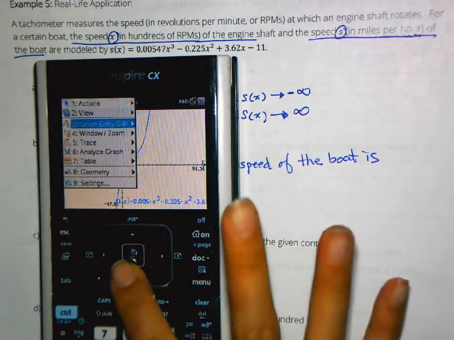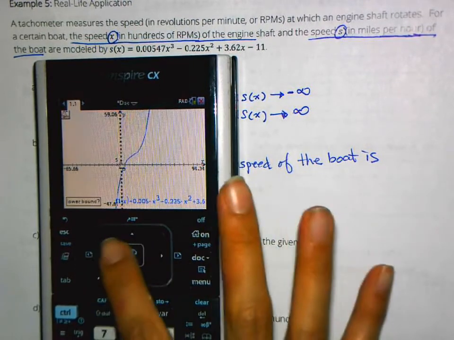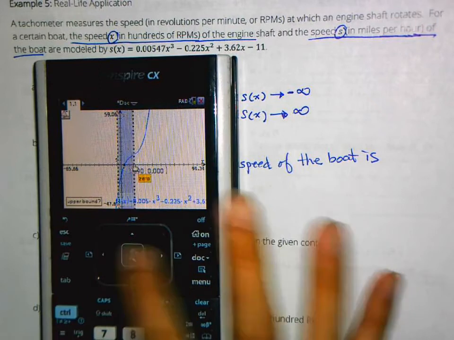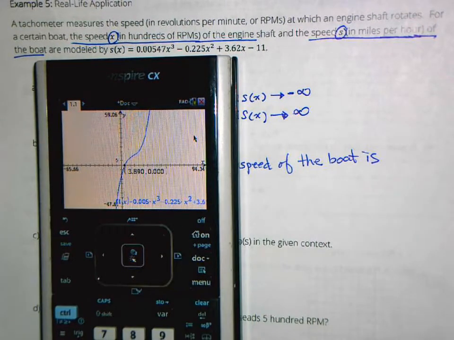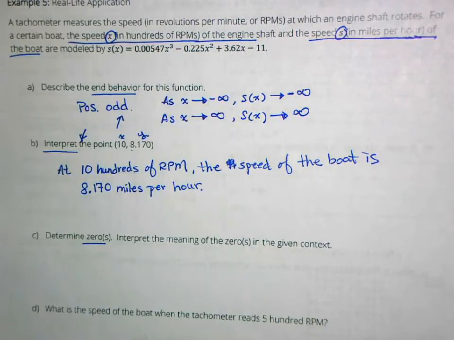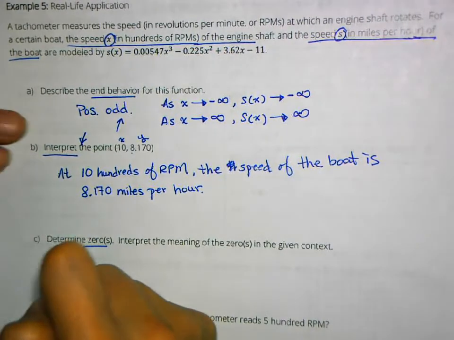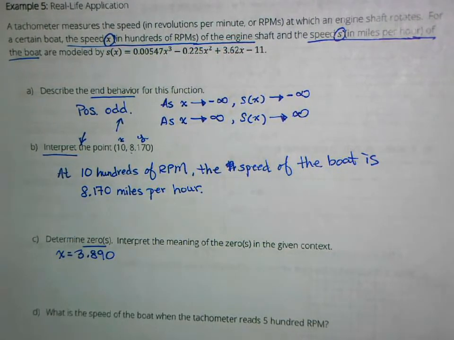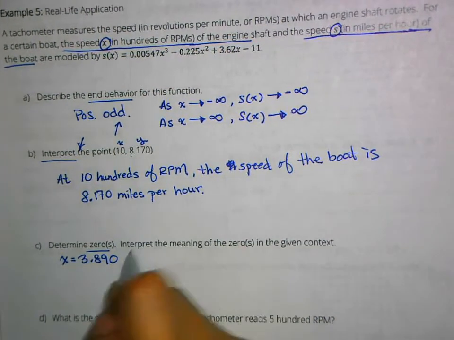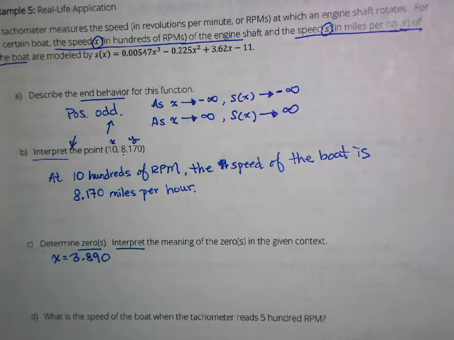I can go to Menu, Analyze Graph, go to Zero, and highlight that. It says the zero is at 3.890, comma 0. So when they're asking for the zeros, they're asking for my x. X equals 3.890. Now, what does that mean? Another interpret: the meaning of the zero in the given context.